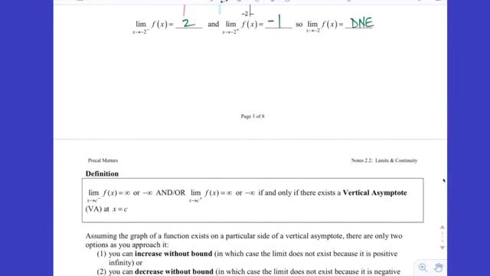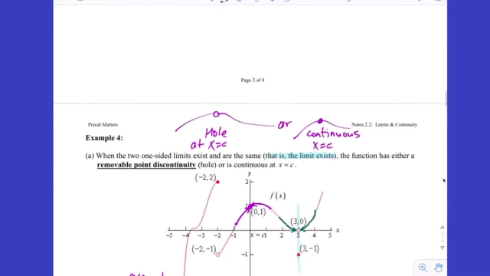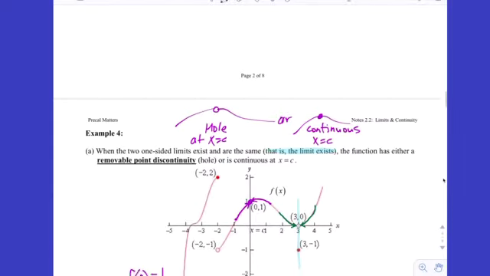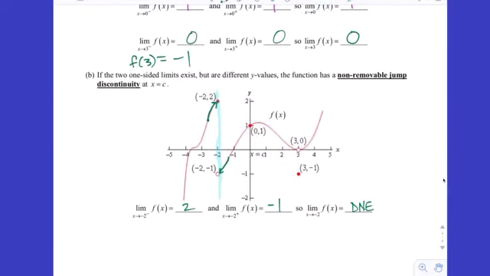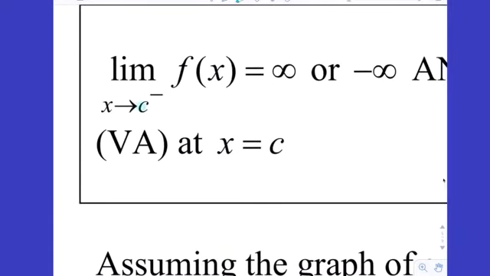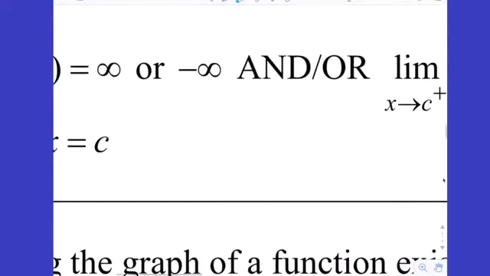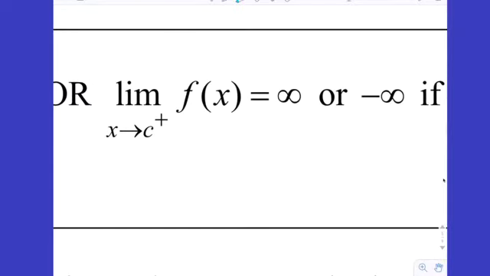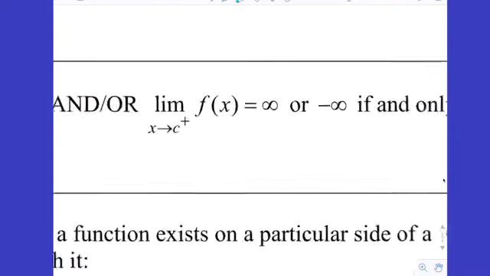Okay, so we've already talked a little bit about the vertical asymptote. We've just defined a removable point discontinuity by way of limits. We just defined a jump discontinuity by way of limits. Here is the other discontinuity, the vertical asymptote by way of limits. It says if you're approaching a specific value of x, call it c. C could be like a 3 or a negative 5 or anything. If you're approaching from the left and your y values are approaching infinity or negative infinity, and/or you're approaching that same x value from the right-hand side and your y values are approaching infinity or negative infinity.